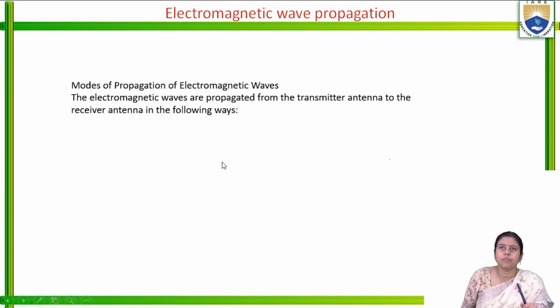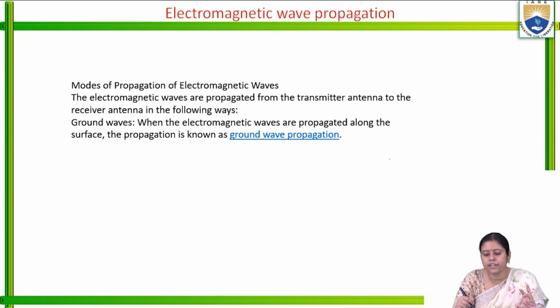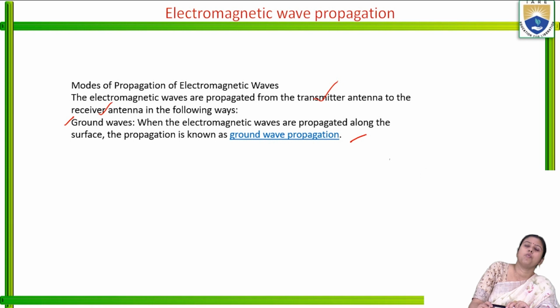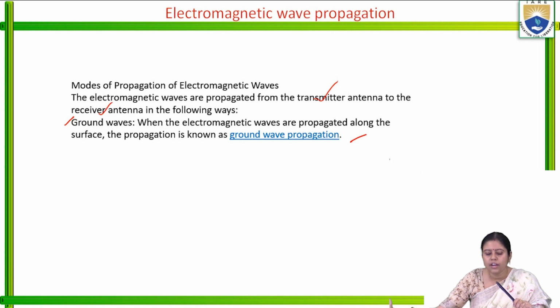What are the modes of propagation? The electromagnetic waves are propagated from the transmitter antenna to the receiver antenna in four parts. One is ground waves. When the electromagnetic waves are propagated along the surface, it is known as the ground wave propagation. The waves are propagated along the ground. It is called the ground wave propagation.